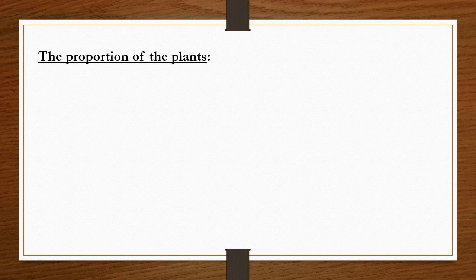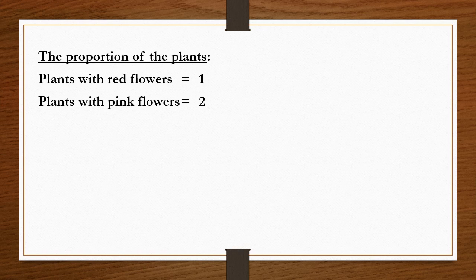Let's come to the conclusion of this incomplete dominance. The proportion of plants with red flowers is 1, plants with pink flowers 2, plants with white flowers 1. Therefore, we say that plants with red flowers, pink flowers and white flowers are the phenotypes, that means externally visible.